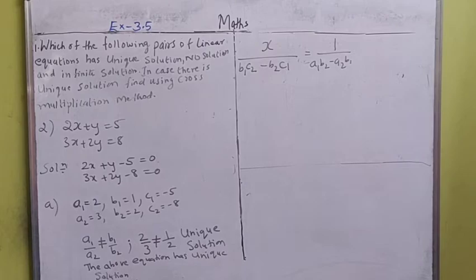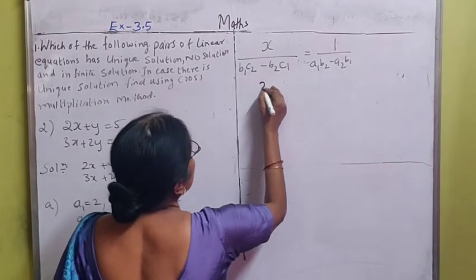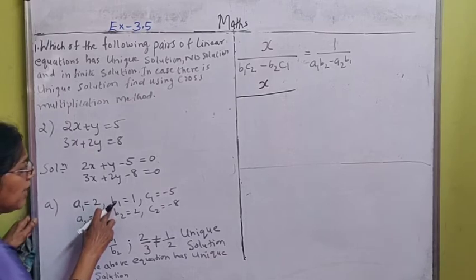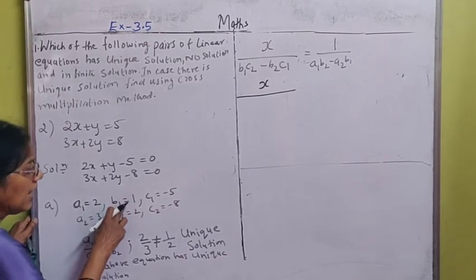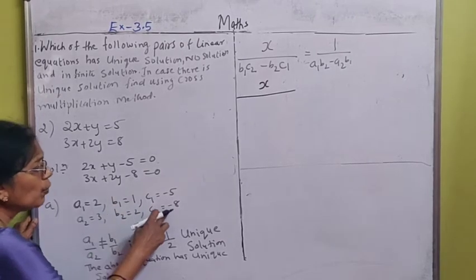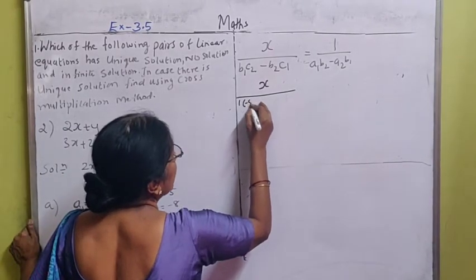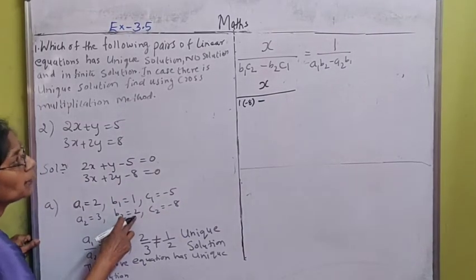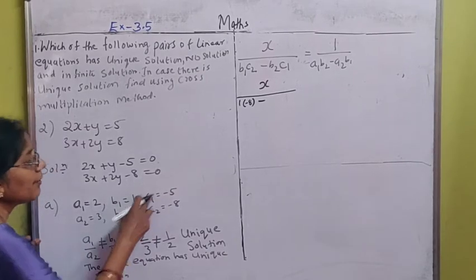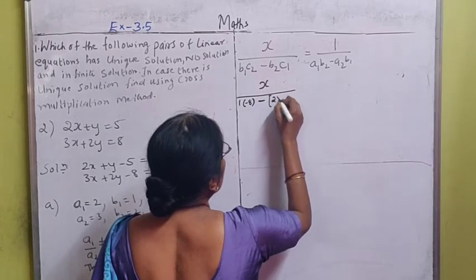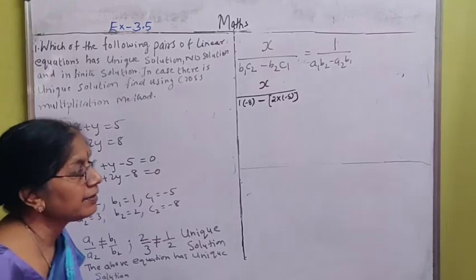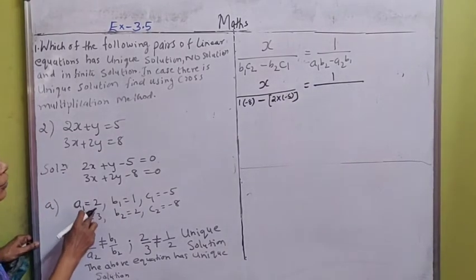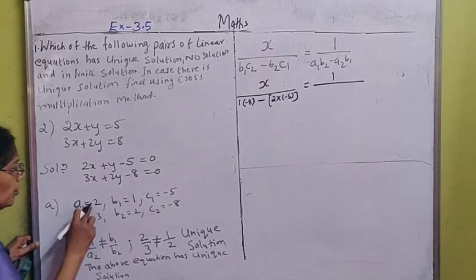So now let us see what we will get over here. x remains as it is, divided by. Now look here. B1. What is B1? 1. Then what is given? C2. So C2 is minus 8. 1 into minus 8. So 1 in the bracket minus 8. Then what sign is there? Minus sign. Now see here. B2, 2. C1, minus 5. So 2 in the bracket minus 5. So this I will keep in the bracket. 2 into minus 5. Big bracket I kept. Is equal to 1 divided by A1, what is the A1 value? 2. B2. A1 into B2, 2 into 2.